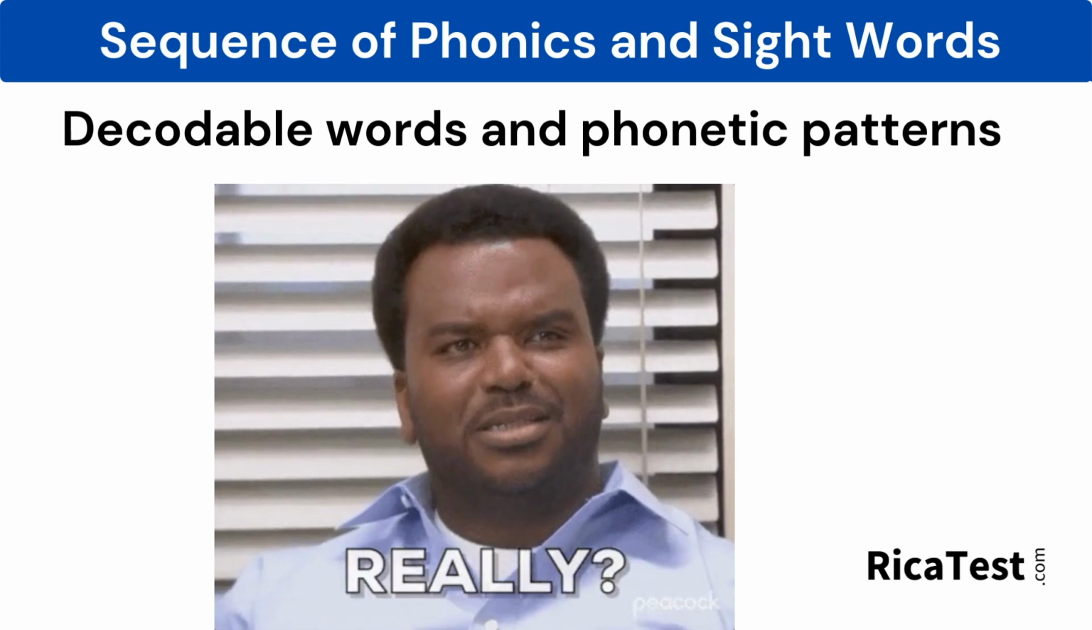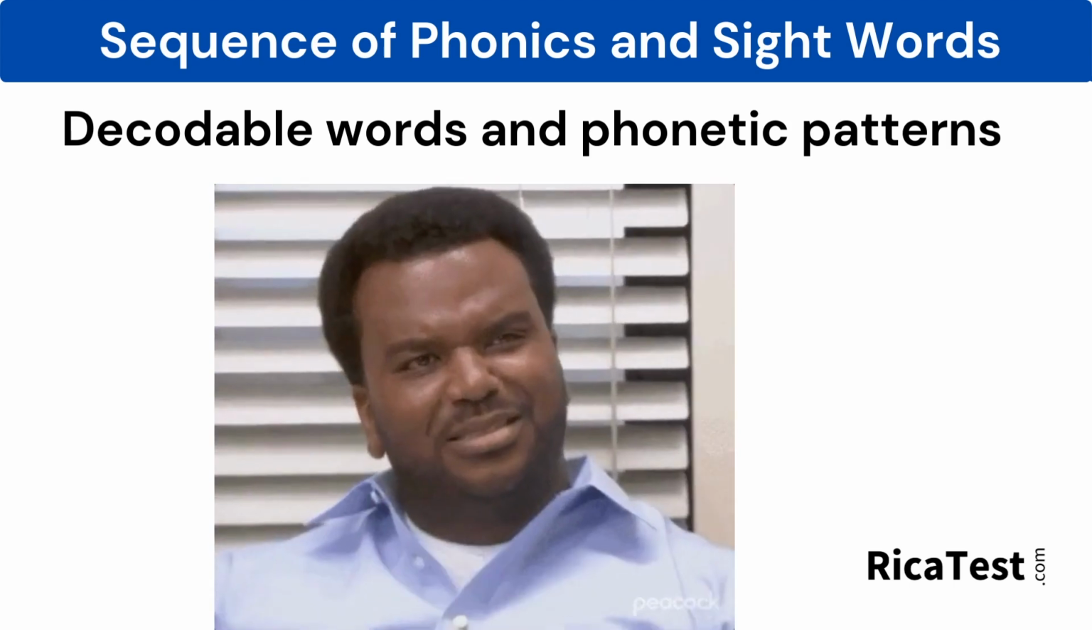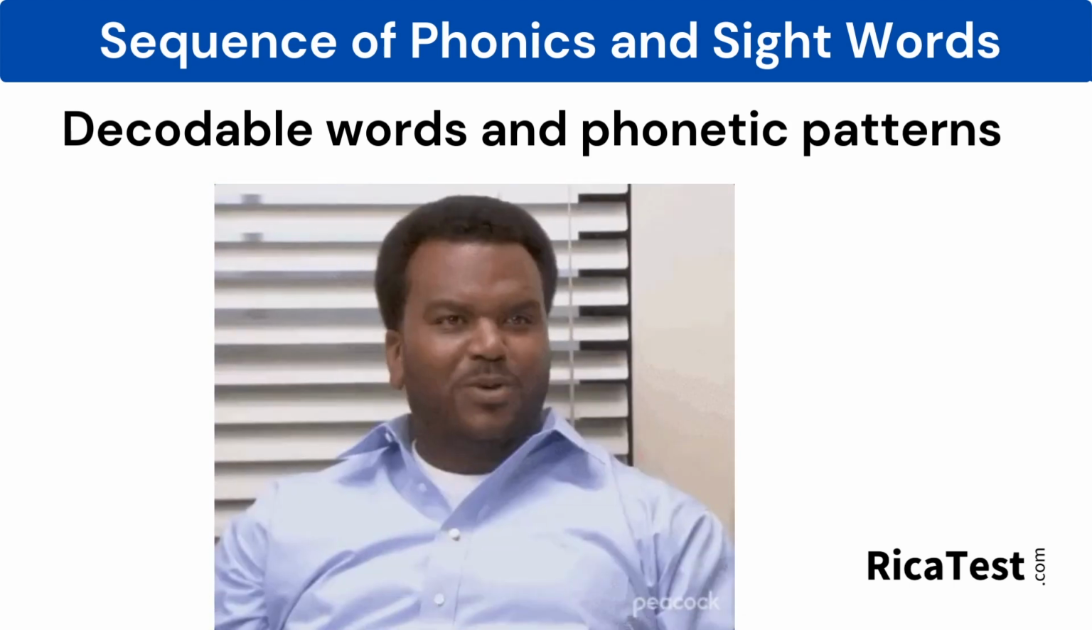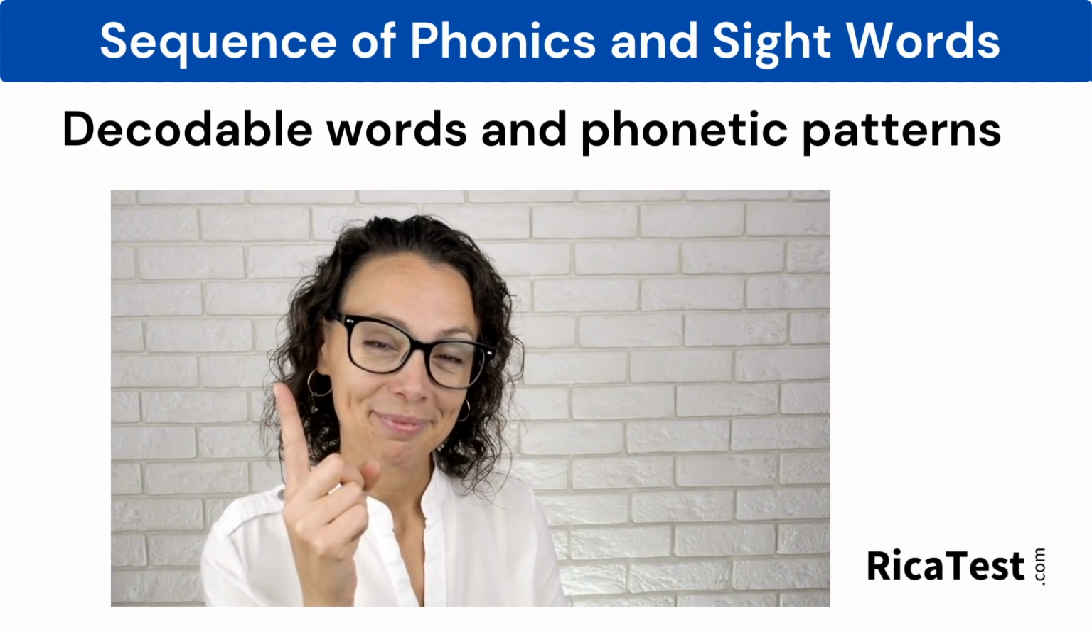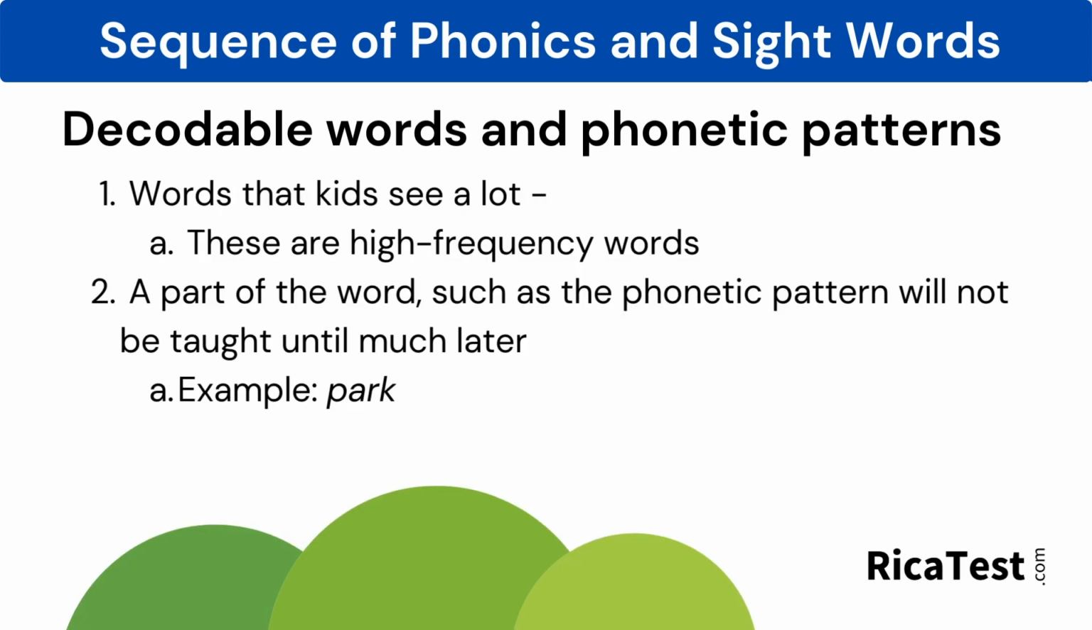Believe it or not, we actually teach some words that are decodable as sight words. Yes, it's true. Can you guess why? Well, there are two reasons. Number one, words that kids see a lot. These are high-frequency words, so kids need to learn how to read them early on. And number two, a part of the word, such as the phonetic pattern, will not be taught until much later. An example of this could be the word park, where the R-controlled vowel pattern won't be taught until first grade or even second grade, but the child will oftentimes want to use this word.